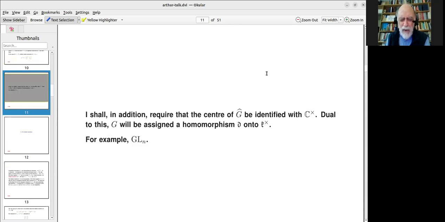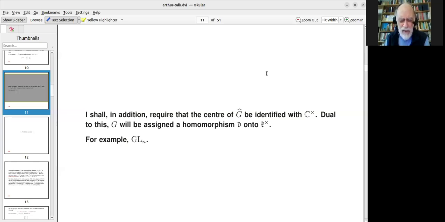Except for one thing, I require that the center of the group G, and this is true in all of Braverman-Kazhdan's work, the center of the group G hat, the L group, be identified with the multiplicative group of the complex numbers. And dual to this, the group G has to have a homomorphism onto G_m, onto K star. So for example, the standard example is just GLn, and the map that you need is the determinant map.